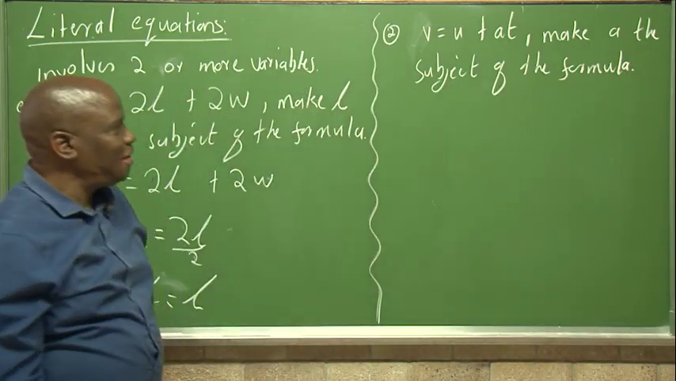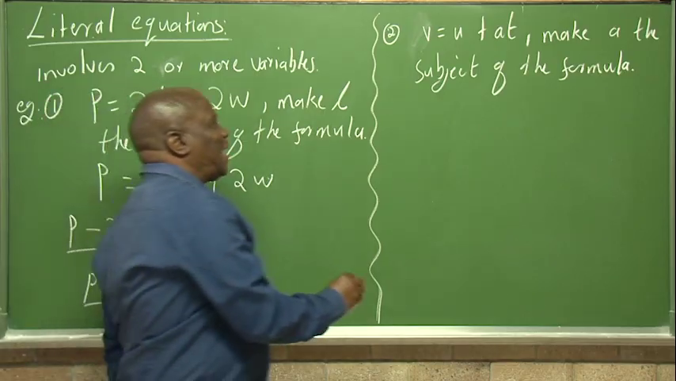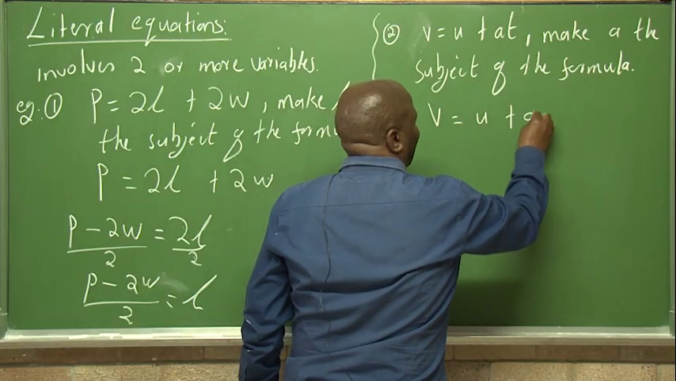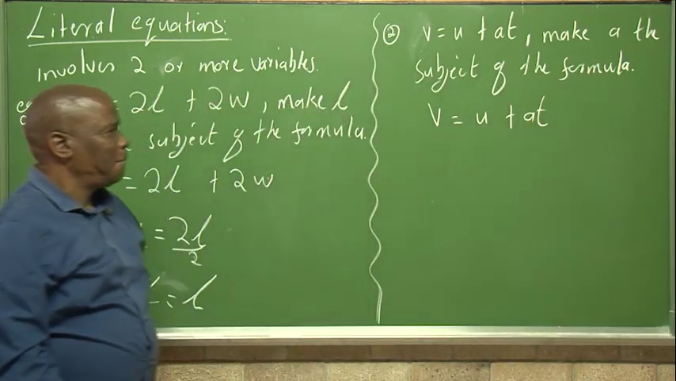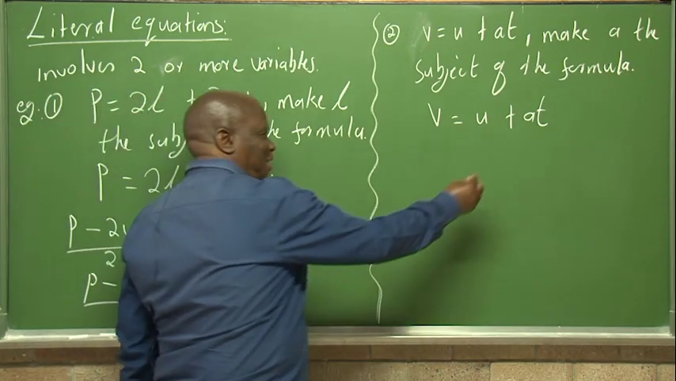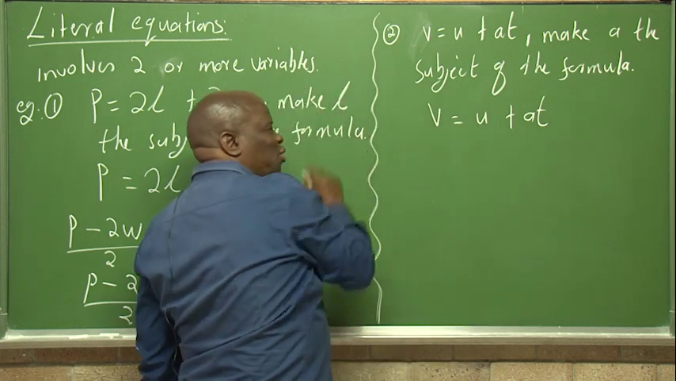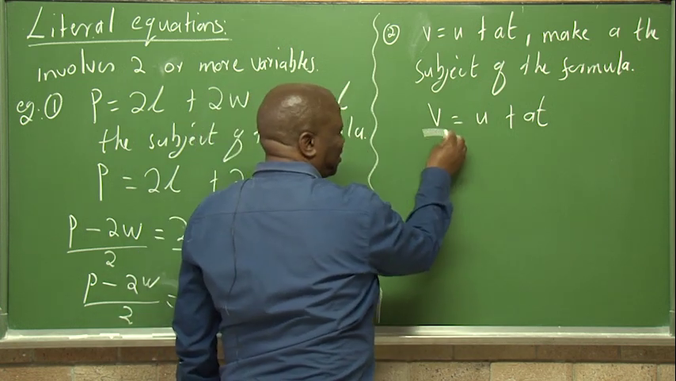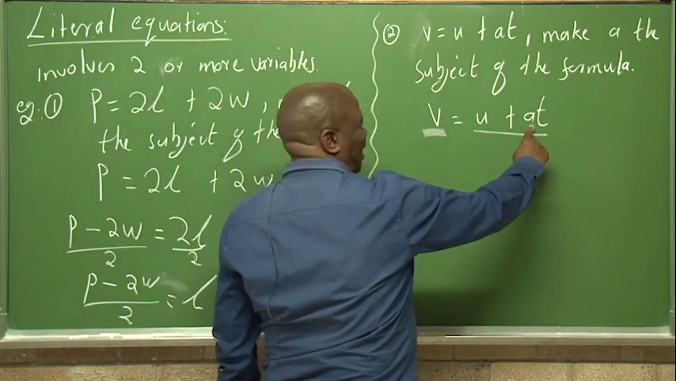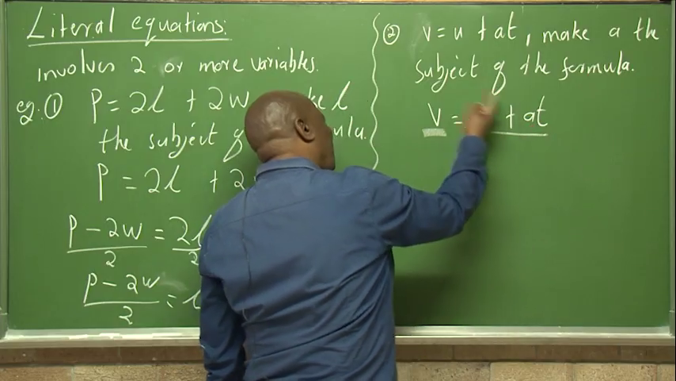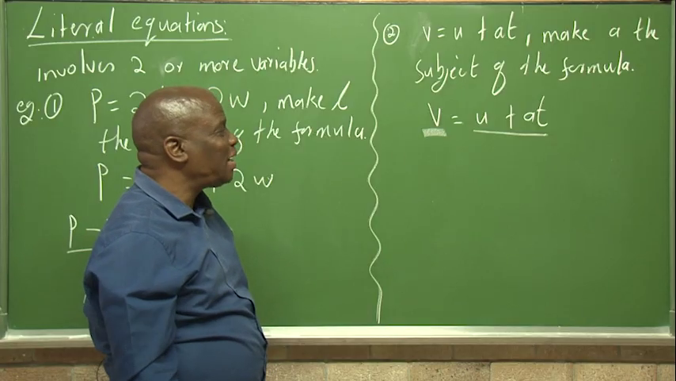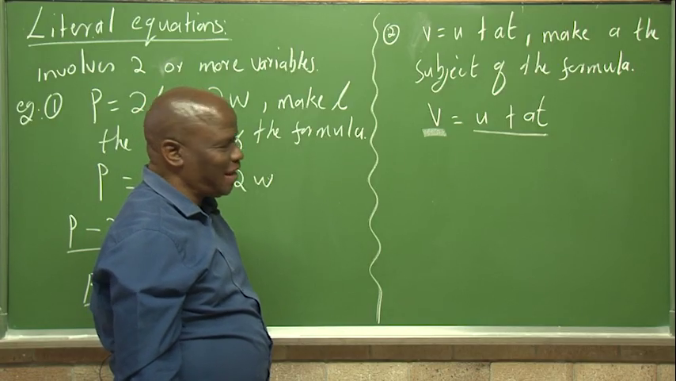You make A the subject of the formula. Rewrite the formula. V is equals to U plus AT. How do we make A the subject of the formula? Here is AT. This U you must transpose to the left. This is the left-hand side and this is the right-hand side. Where is A? A is on the right-hand side, meaning we must take all these other terms to the left-hand side, so that on the right-hand side, we are only left with an A.